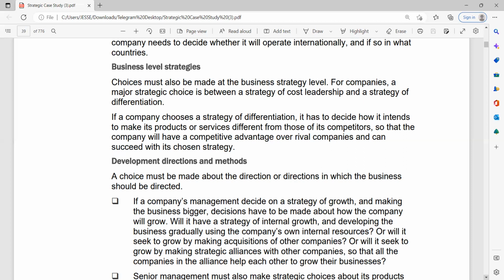So for example, if you are going to buy milk, there are different brands of milk, but there are some that are quite cheap. And some of these companies try to produce milk at a very cheap rate in order to sell at a very low rate to attract customers. So that's basically cost leadership.